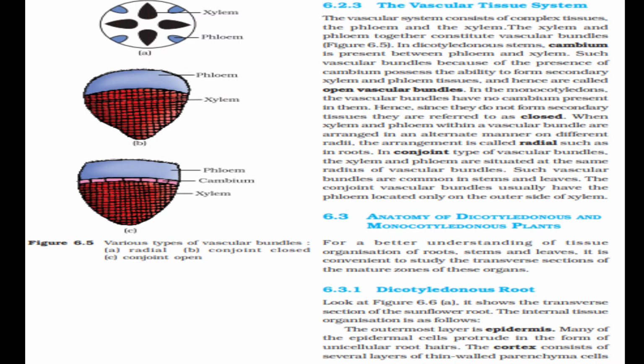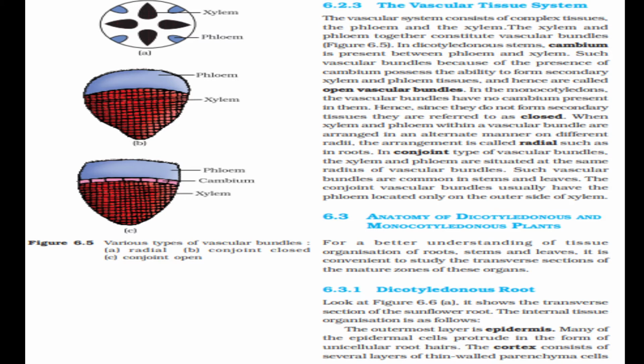6.2.3. The vascular tissue system. The vascular system consists of complex tissues, the phloem and the xylem. Xylem and phloem together constitute vascular bundles. In dicotyledonous stems, cambium is present between phloem and xylem. Such vascular bundles, because of the presence of cambium, possess the ability to form secondary xylem and phloem tissues, and hence are called open vascular bundles.